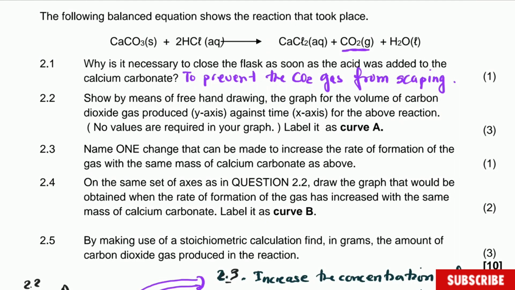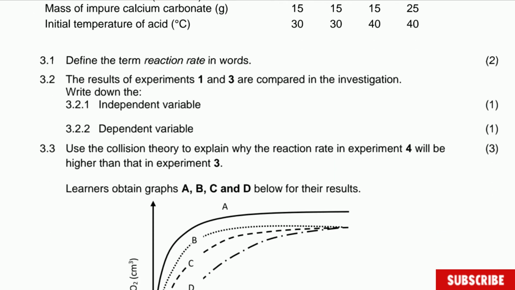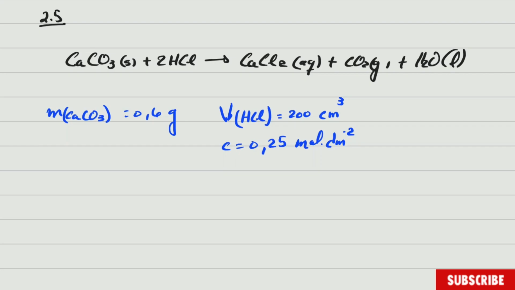Okay guys, so now we are going to question 2.5. By making use of stoichiometry calculation, find in grams the amount of carbon dioxide produced in the reaction. So in this question we know that the initial mass of calcium carbonate is 0.6 grams and the volume of hydrochloric acid is 200 cubic centimeters with a concentration of 0.25.